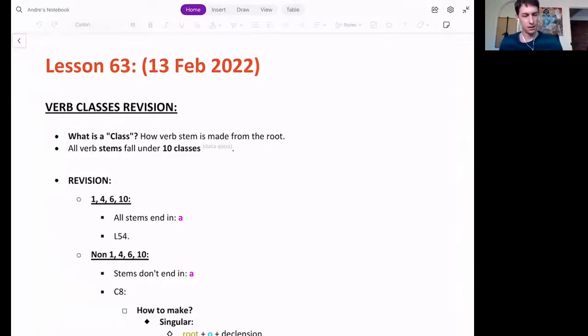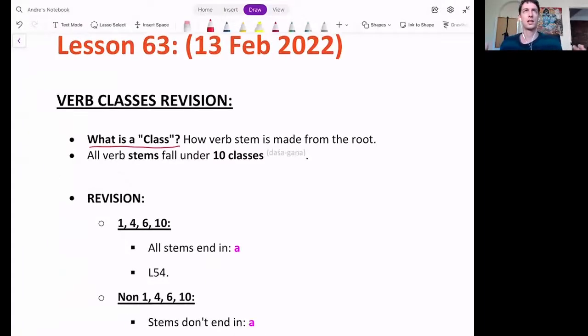Verb class 3. And let's revise the verb classes, if you remember. How many classes are there in Sanskrit? There are 10. So you've got class 1, class 2, class 3, class 4, all the way to 10. And each one of those classes will determine how a stem is made, right? And then obviously you attach the declension to the stem, and that's the whole word.